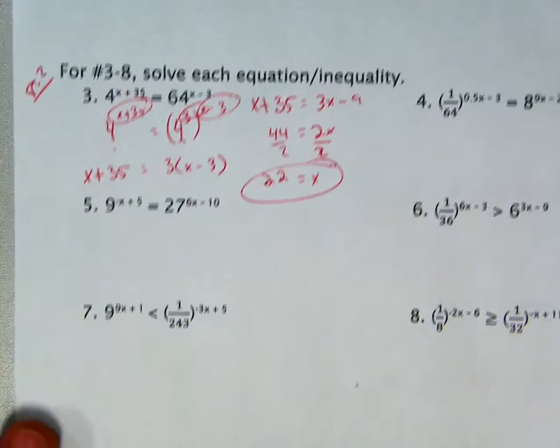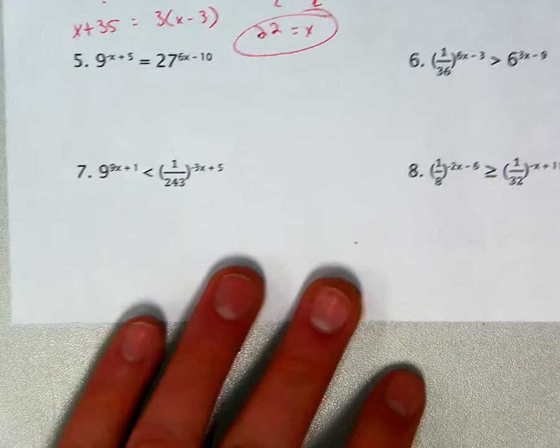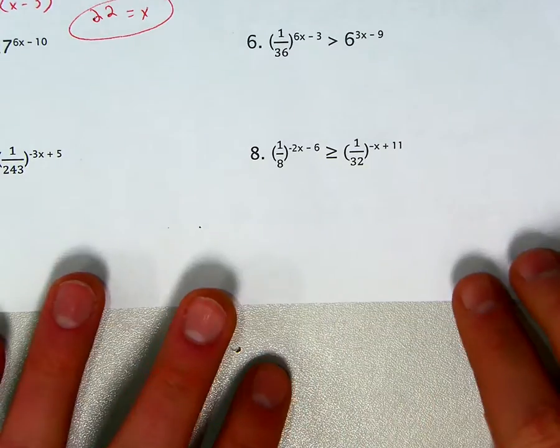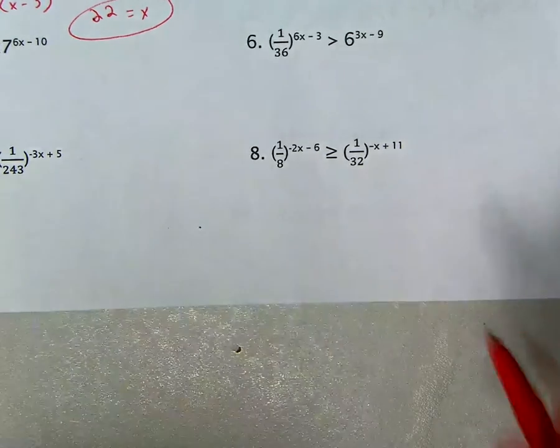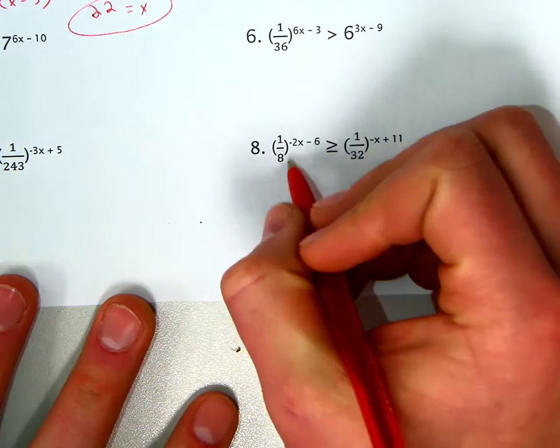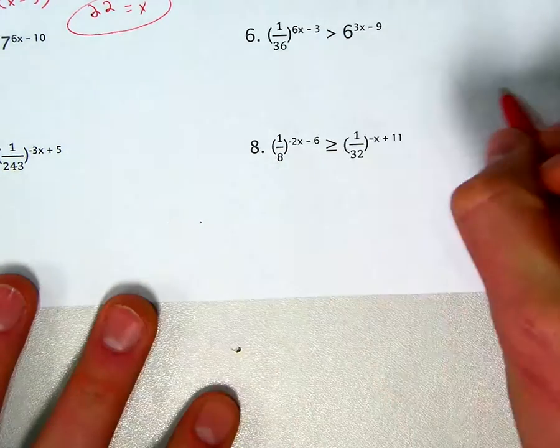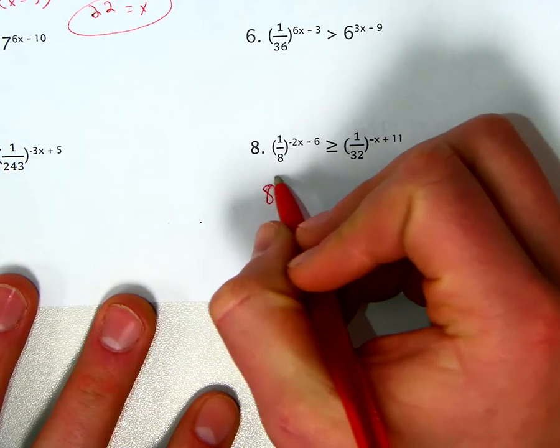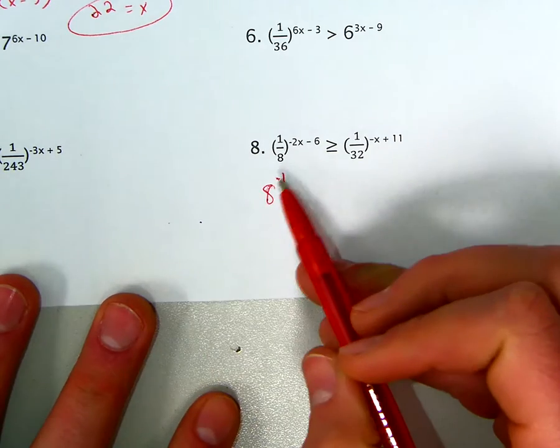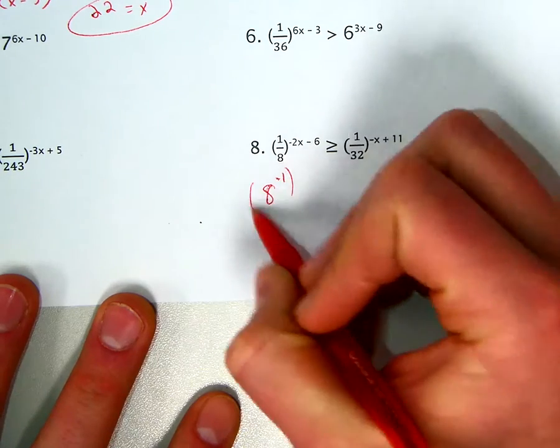Something like 8 now, you have 1 over a number. Again, anytime you have 1 over a number, it turns it into 8 to the negative first. We need this negative 1 here. It's very important to our problem.